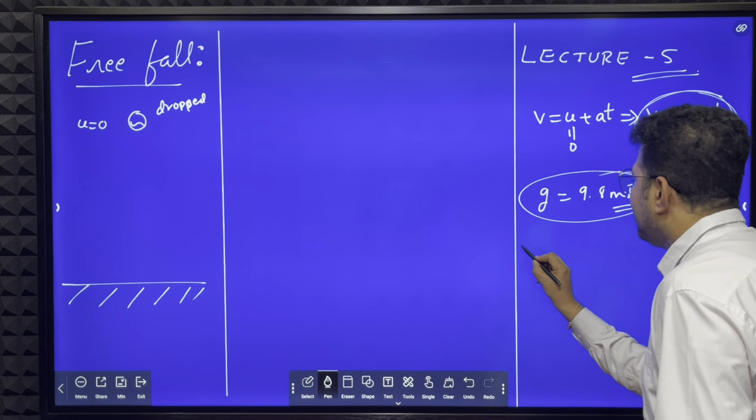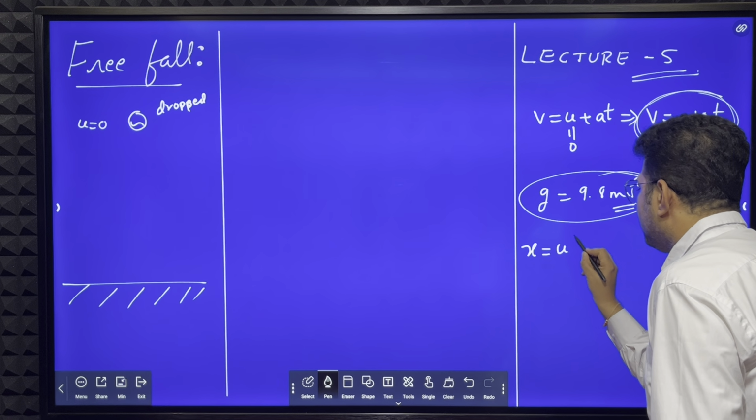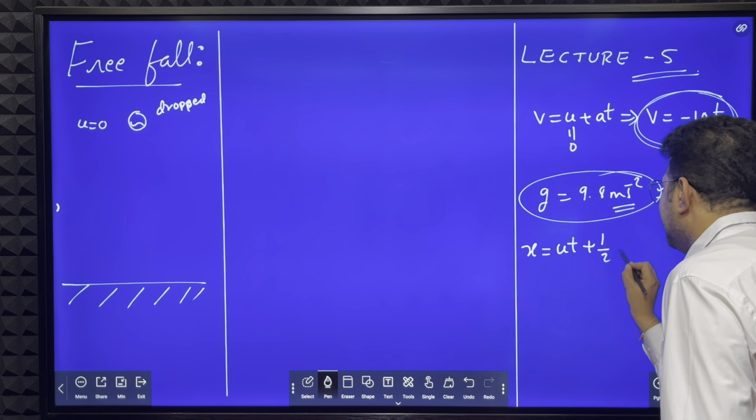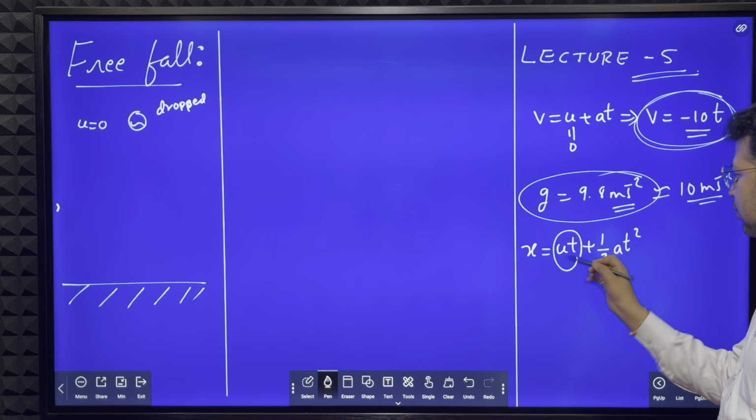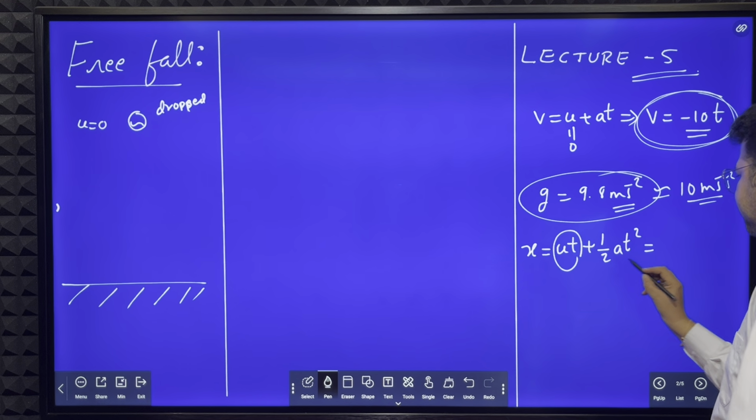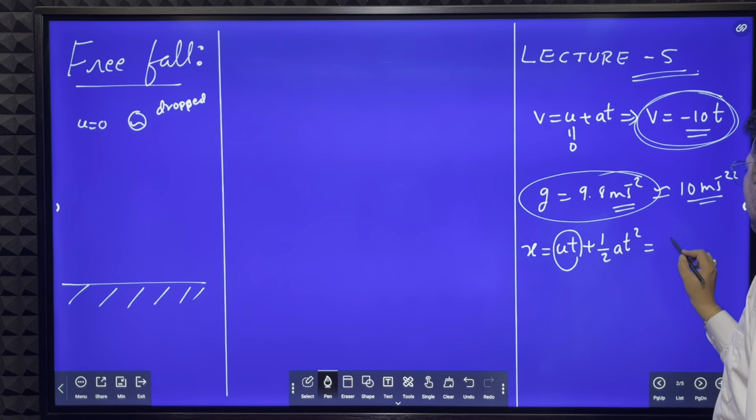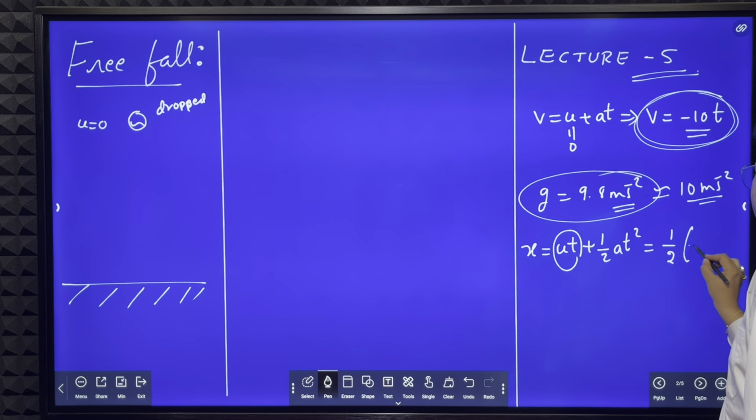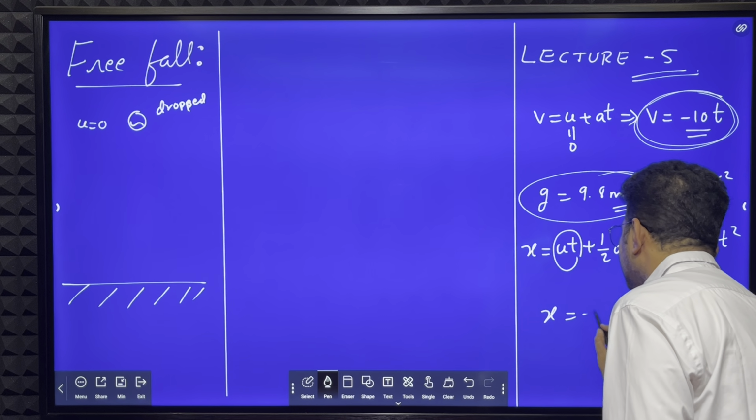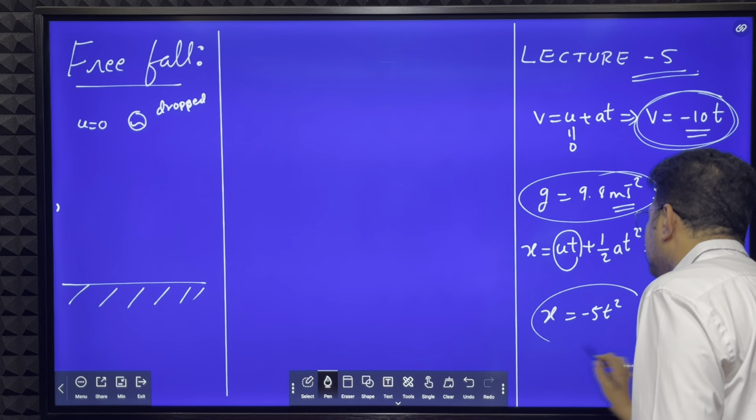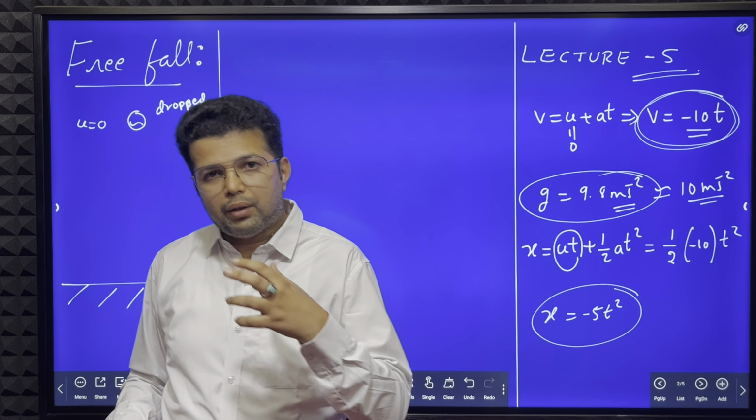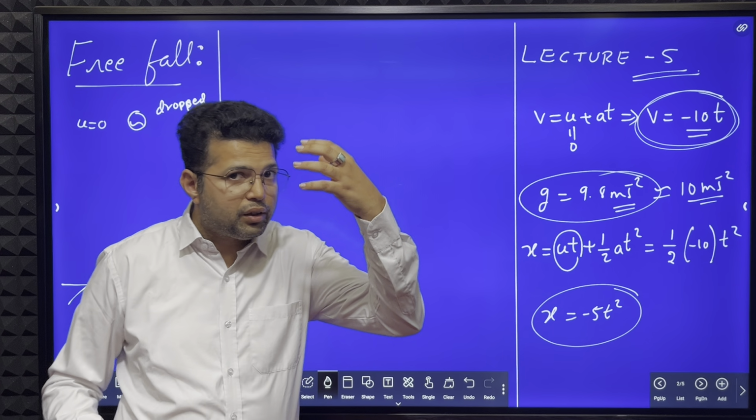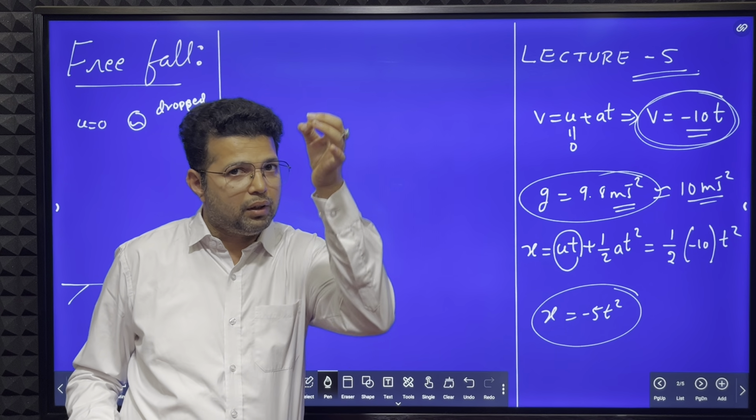Then what happens to the equation x is equal to ut plus half at square? See, again u is 0, this term goes. So therefore x is equal to half into acceleration, which is minus 10, into t square. What happens? x is equal to minus 5t square. These are the two equations I have. Now we should analyze the variation of velocity and acceleration when the ball comes down.